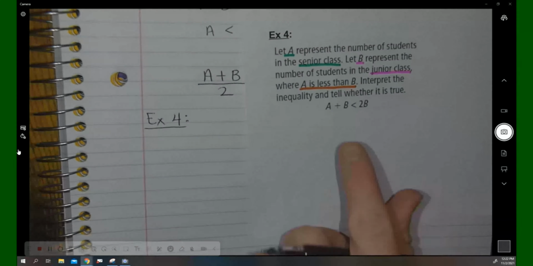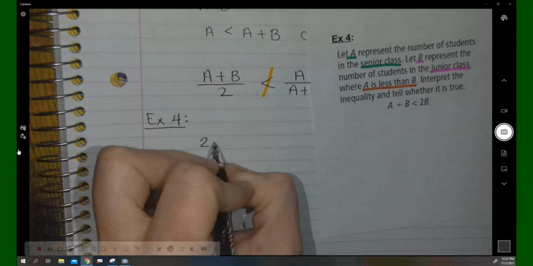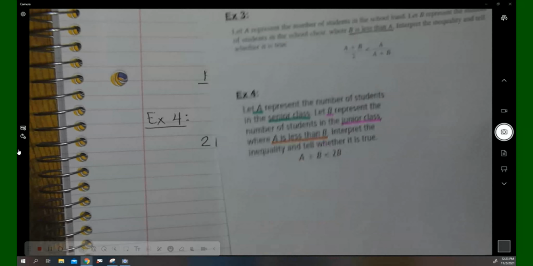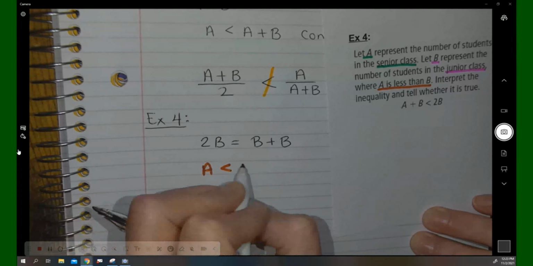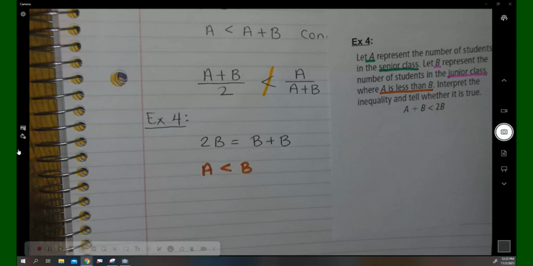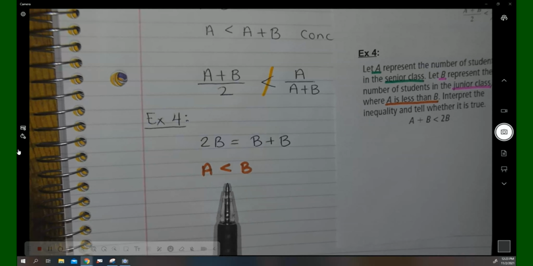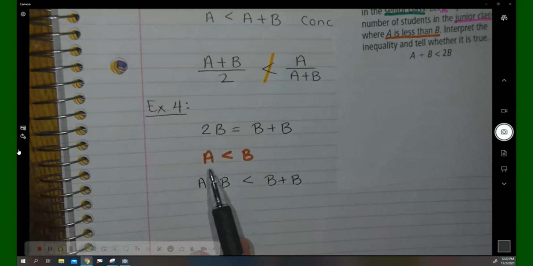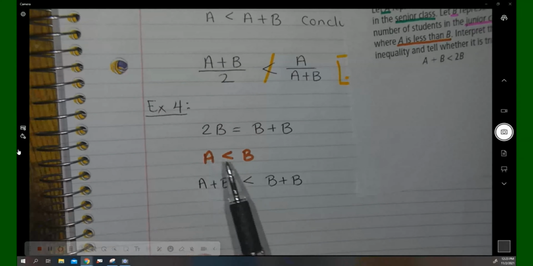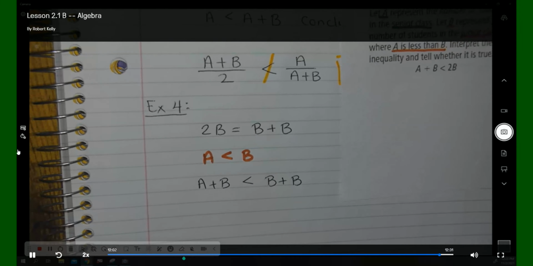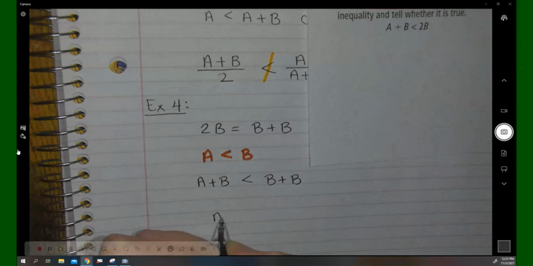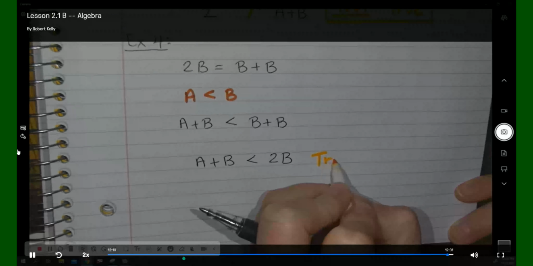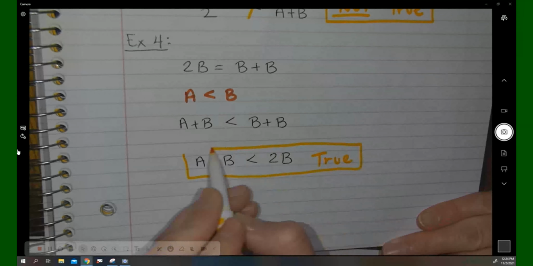So the first thing I'm looking at is, on this side here, I have 2B. And remember that 2B equals B plus B. We also know, right here, A is less than B. So B plus B is definitely going to be larger than A plus B. So A plus B is going to be smaller than B plus B, since we know right off the bat that A is already smaller than B. So if we've got 2 of these that are already bigger, then I know that 2 of them is going to be bigger than A and B combined together. So as a result, if I look back at my original inequality, A plus B less than 2B, we know that that one is true. That one had a little bit less analyzing, a little bit more straightforward.